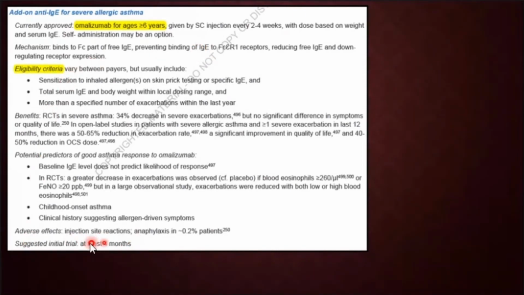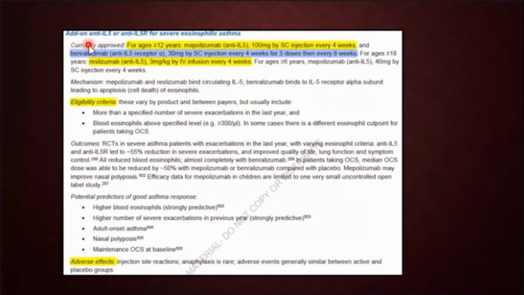Adverse effects of omalizumab are injection site reactions, anaphylaxis can also be seen, and we can give a trial of at least 4 months. So we give it for at least 4 months, and then we assess the response. So this is anti-IgE, this is omalizumab. Okay. Second group is your anti-IL-5 or anti-IL-5 receptor.